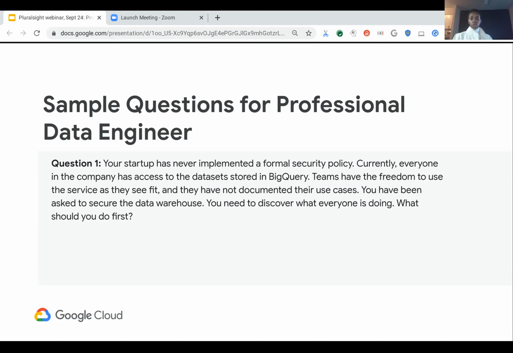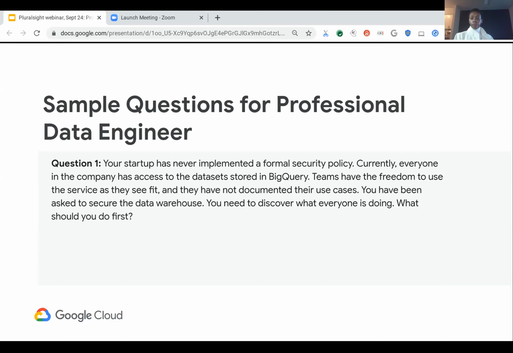You need to see what everyone's doing and then move from there. And the question asks, what should you do first? So I think one of the key things here, or two of the key things I'll point out, is the question itself says, what would you do first? There are a number of things that you would need to do in this situation to be able to secure the data warehouse, which was your ask. But to get started, what do you need to do?